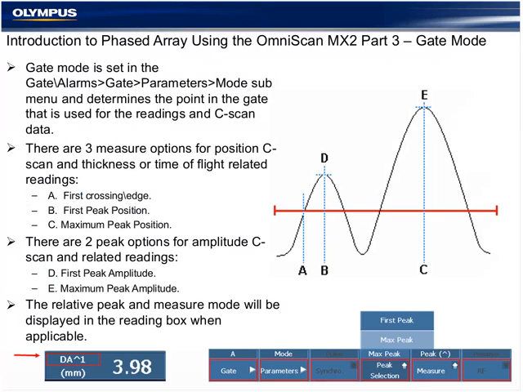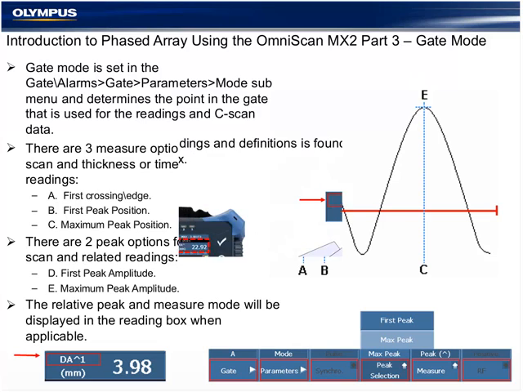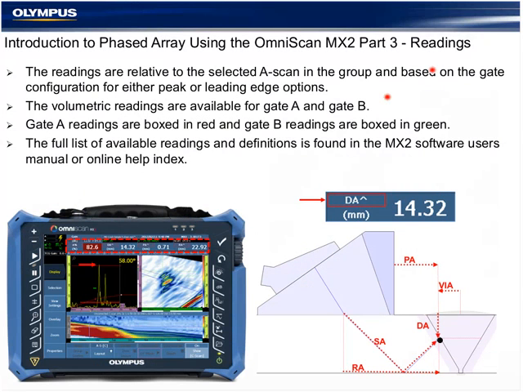D and E would be amplitude-based applications, whereas A, B, and C would typically be corrosion, time of flight, or composite inspections. The readings are also directly related to this, and we use the readings throughout the calibration process and throughout our inspections and analysis. So be aware of what reading that you're in and how it affects the application.